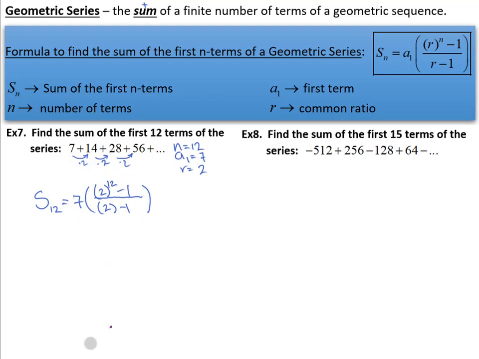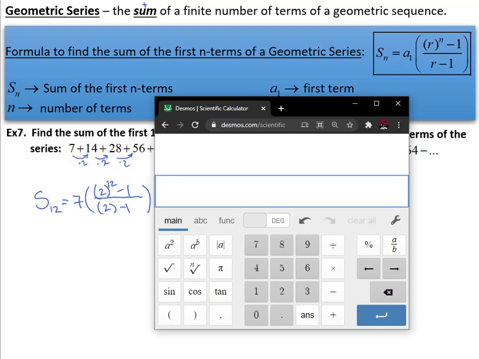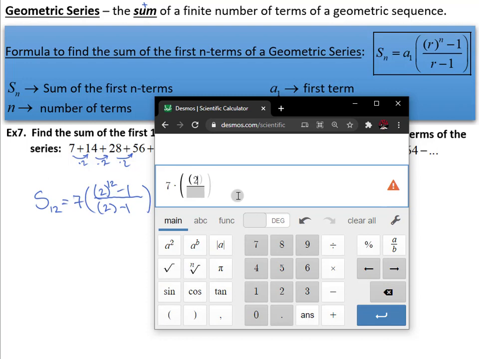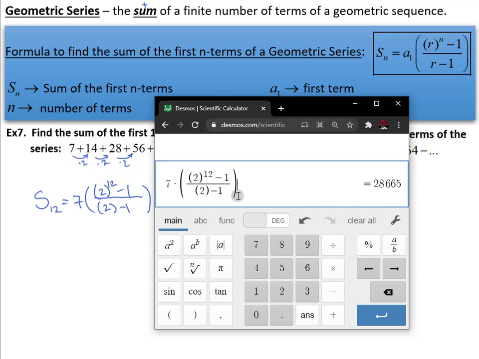So let's go to Desmos. And in fact, let's let it do all of the operations for us. We'll make less mistakes that way. So here I'll show you how to type this in since it's a little more complicated. We're going to type in 7 times parentheses and just hit divide to start a fraction right away. So parentheses 2 to the 12th power minus 1 outside of our parentheses to the 2 minus 1 power. Okay, now full disclosure, this formula is slightly different than the standard formula. I'll show you the difference in a second here. But the correct answer is 28,665.